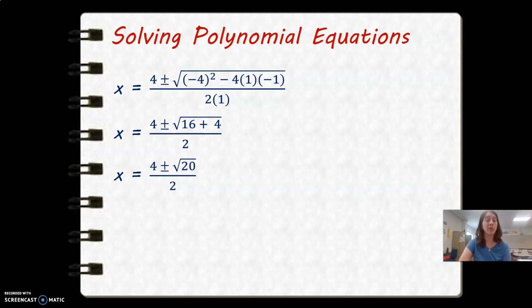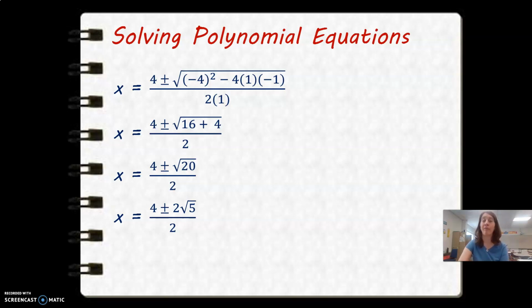Now, I don't know the square root of 20, so what do we do with square roots that we don't know? We have to factor tree them. So 20, I could do 2 times 10, and then 10 is 2 times 5. I do see I have a group of 2 that can move out to the front. So now I have 4 plus or minus 2 root 5 still all over 2.